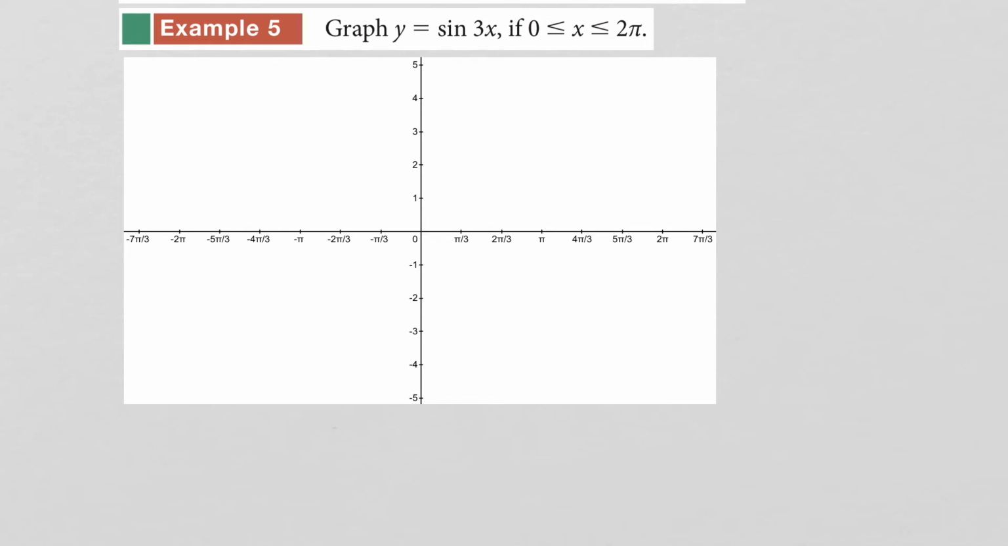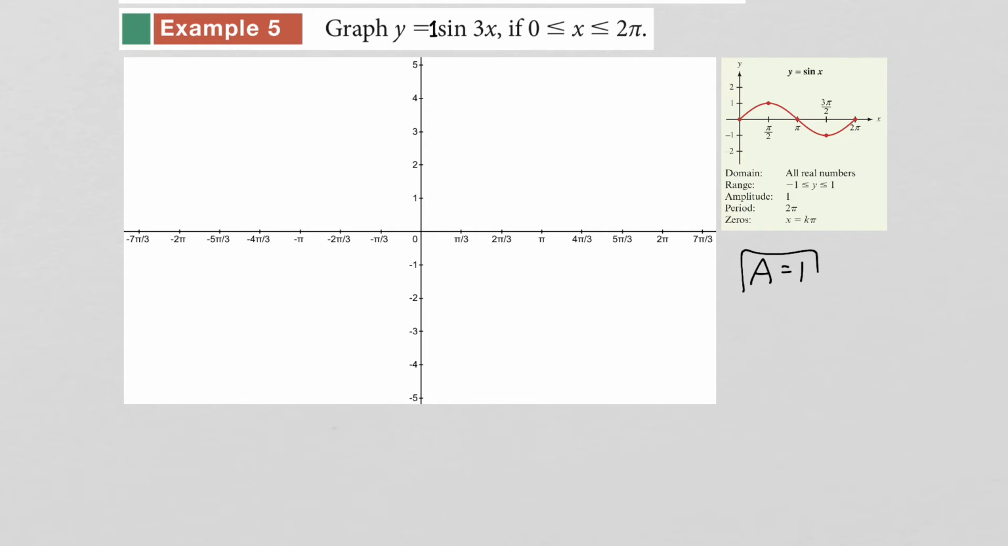So let's take a look at this example. We want to graph y equals the sine of 3x. Let's keep in mind what the regular sine graph looks like. So I brought it in here just for reference. Sine normally starts at the origin, goes high, and then goes low, and then back. Now I want you to notice, first of all, the amplitude of this graph is 1, because a is equal to 1. But the period is 2 pi divided by the number in front of x. And that number in front of x is 3. So if I do 2 pi divided by 3, I get 2 pi over 3.